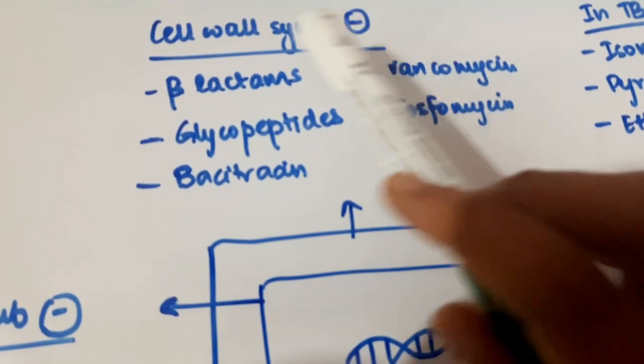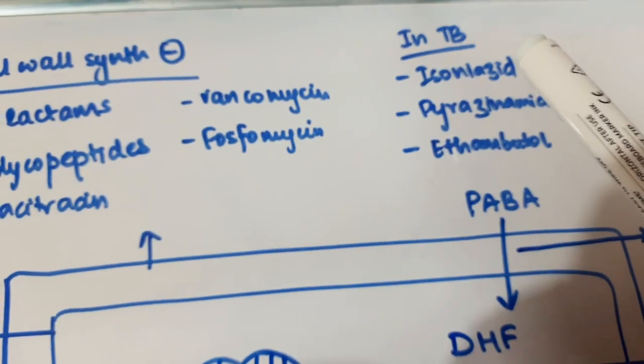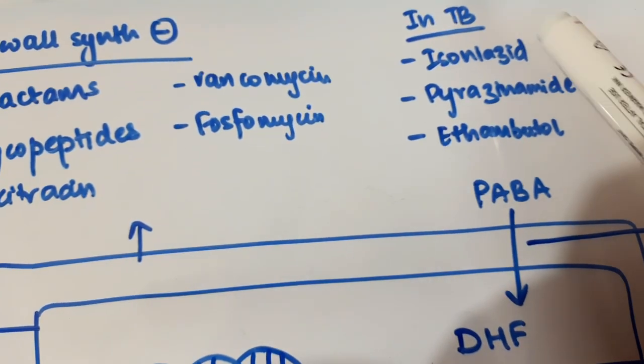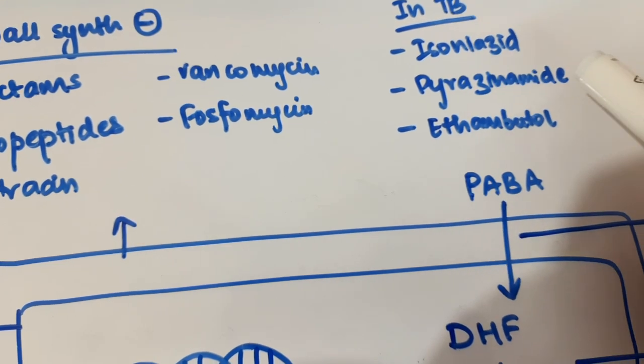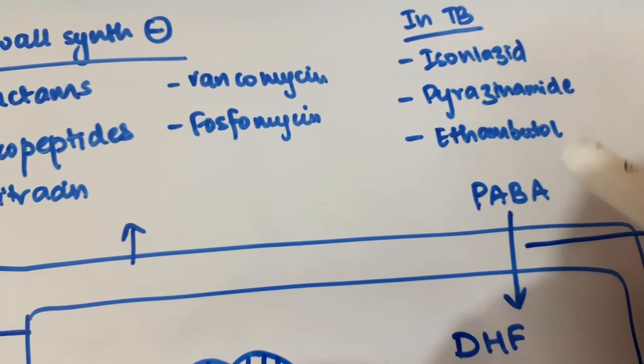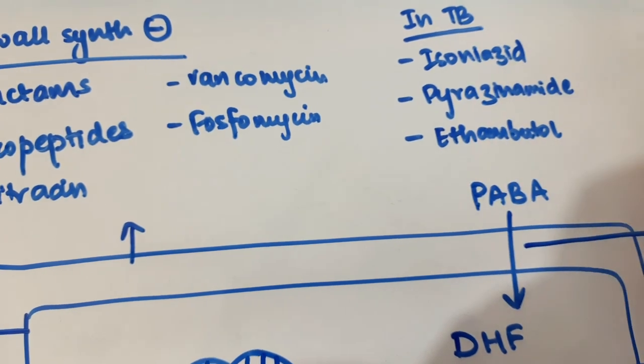The same function of inhibition of cell wall is done in tubercular bacteria by isoniazid, pyrazinamide and ethambutol, which are the first line drugs in tuberculosis.